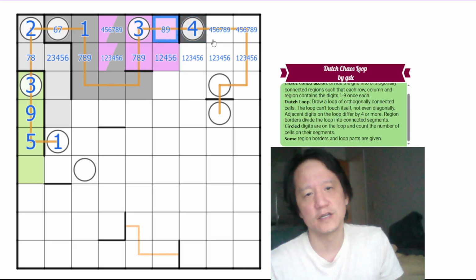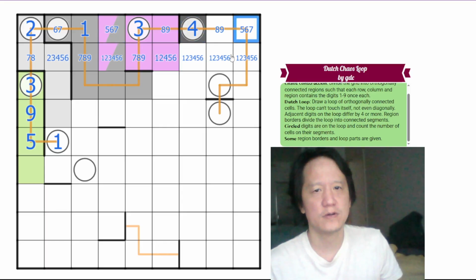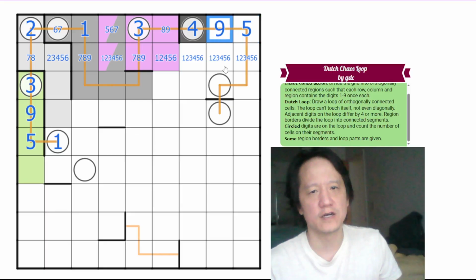So this is an 8 and 9 pair here. That eliminates 8 and 9 from the rest of the row. So this can't be 8 or 9. This can't be 8 or 9. This can't be 4. So this must be between these. So this has to be 5, which makes that 9. That forces this to be 1. This is all the same region because the segment length is 4.